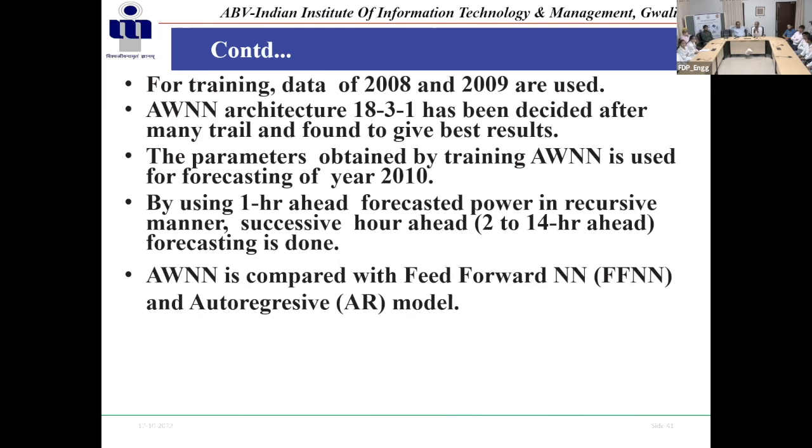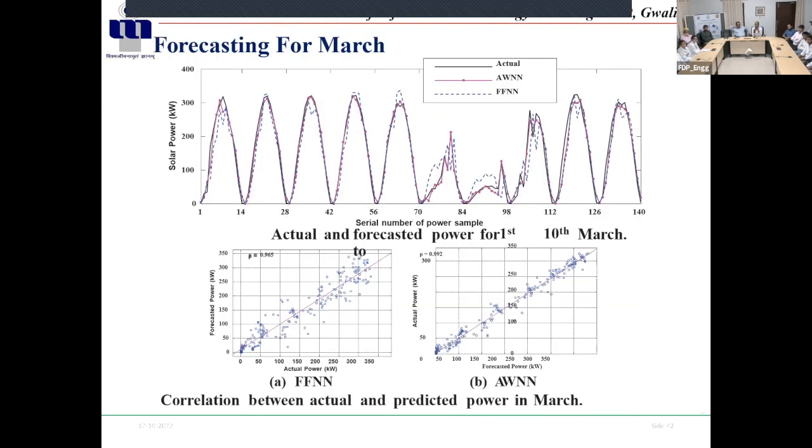Go ahead. So 4 seasons were selected. You can say March. Here you can see the dots. You can say the AWNN is very close to the linear line, and you can say the feed-forward neural network is scattered, meaning more error. So it is a different way to represent the error. I want all my data to lie on the linear line.